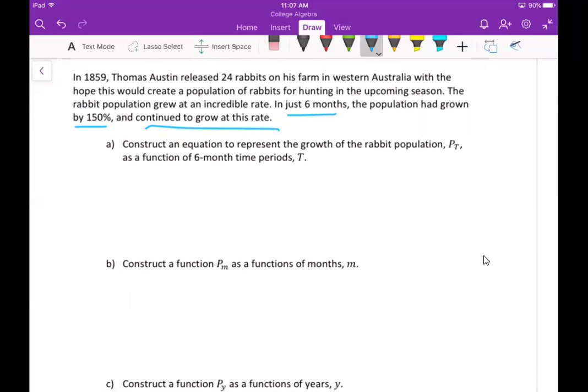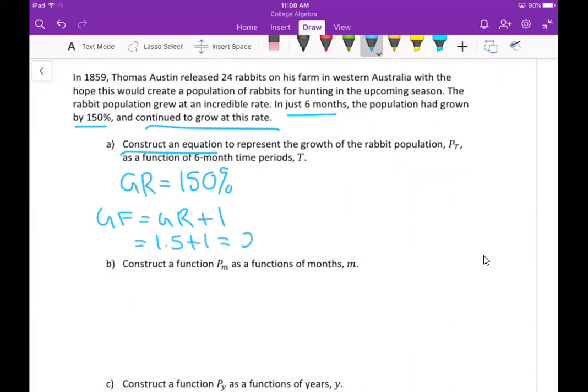Okay, so that means we're looking at a growth rate, since we have the percentage. The growth rate we're looking at is 150%. If we're constructing an equation, we always need the growth factor instead of the growth rate. Remember, the growth factor is the growth rate plus 1. The growth rate in decimal form is 1.5, and if I add 1 to that, I'm going to use a growth factor of 2.5 in my equation. So we can see that a 150% growth rate means the population is more than doubling. That's what the percentage means compared to the factor.